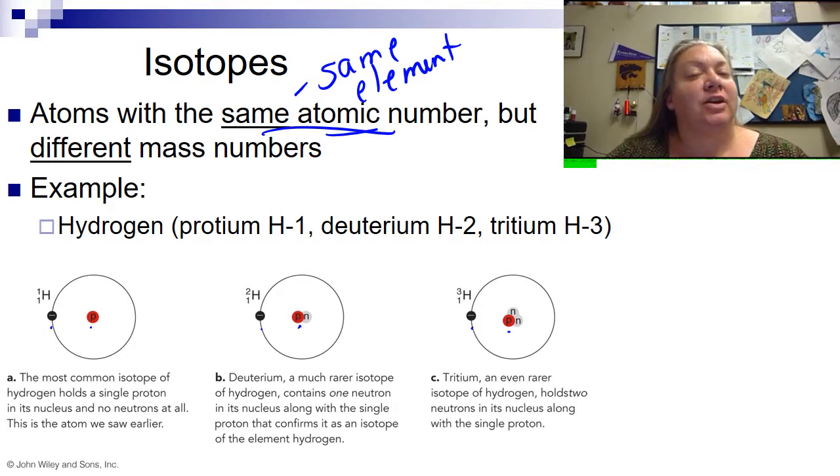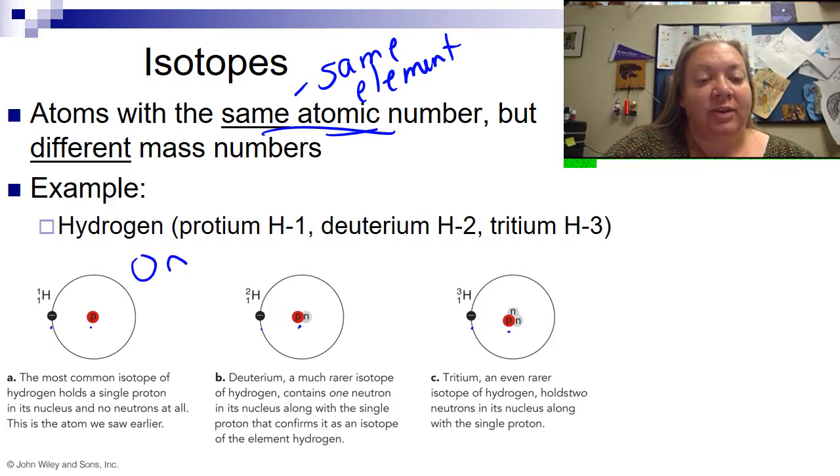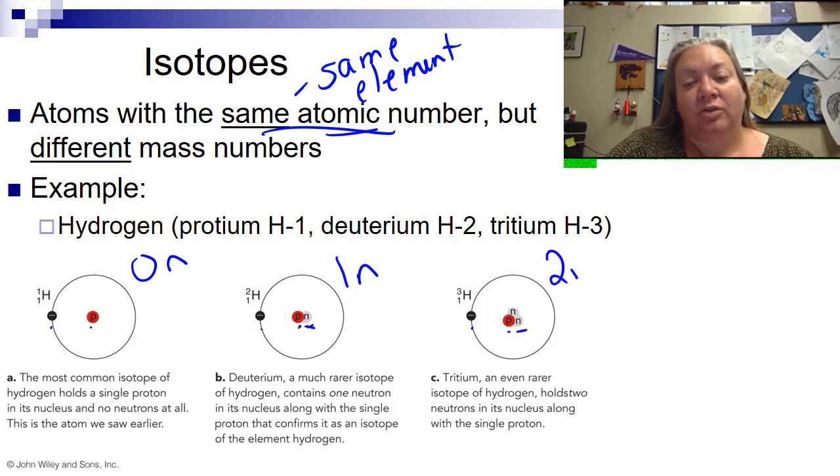But they have different numbers of neutrons. This first one has 0 neutrons. The second one, oh, see that little gray thing right there? It has 1 neutron. And the one on the right, it has 2 neutrons. So if we looked at the masses, this first one, it's over on the left, it says it's hydrogen 1. The second one's hydrogen 2. And then we have hydrogen 3.